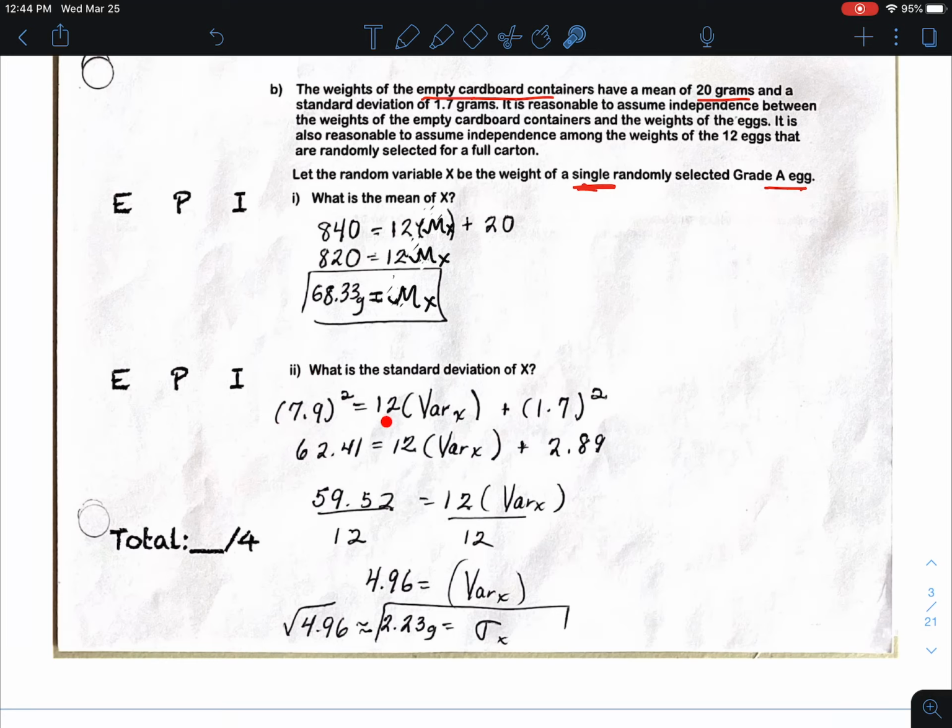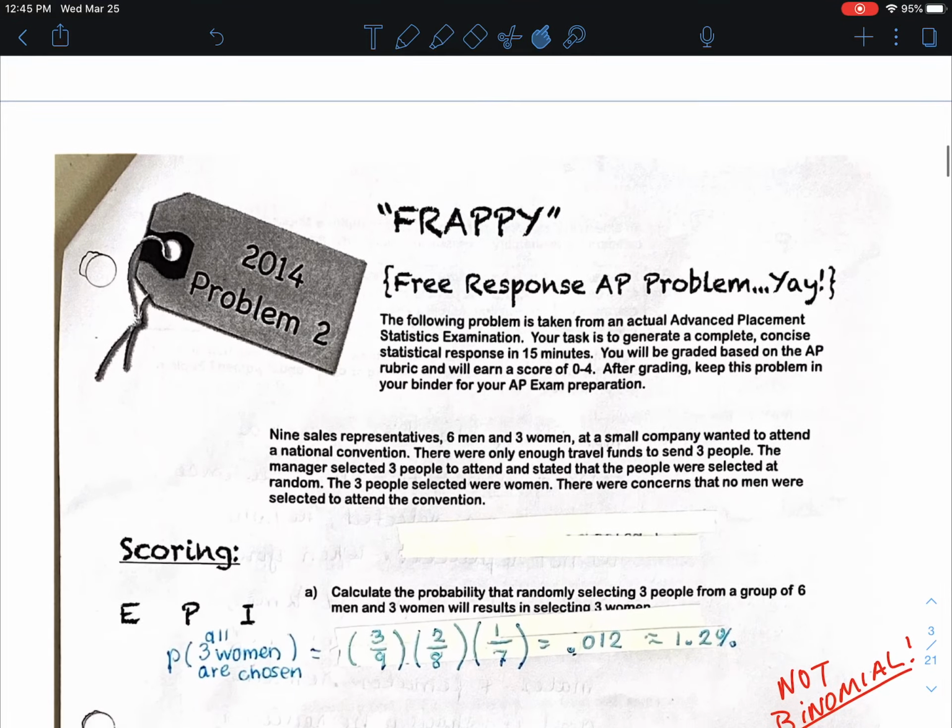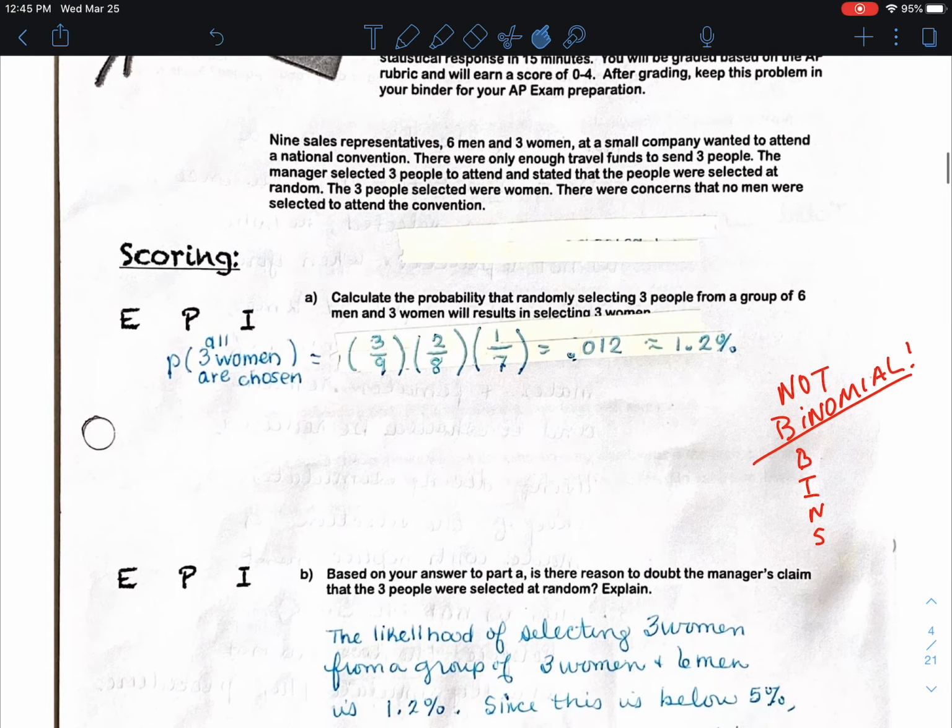That would be equal to 12 times the variance of an individual egg plus the variance of an empty carton, which we're told up here in Part B has a standard deviation of 1.7. That's why I squared it. Then all I did here was use algebra to solve backwards. Keep in mind the variance is the standard deviation squared, so that's why at the end I took the square root. The last one here is another probability problem.